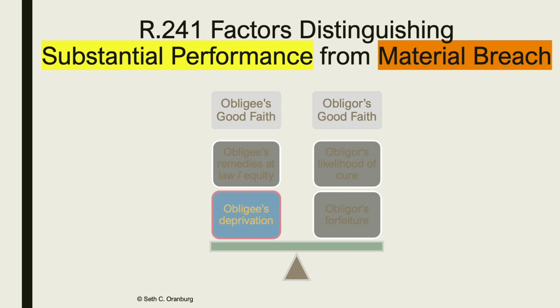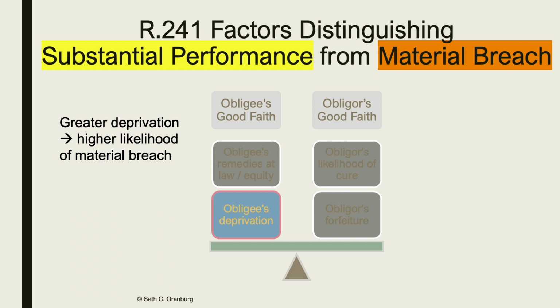The first factor is the extent of the obligee's deprivation. In other words, to what extent was the injured party harmed? To what extent was the injured party deprived of the benefit which he, she, or it reasonably expected from the exchange? The greater the extent of the deprivation, the more likely we are to find material breach.